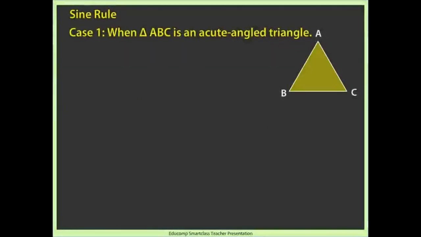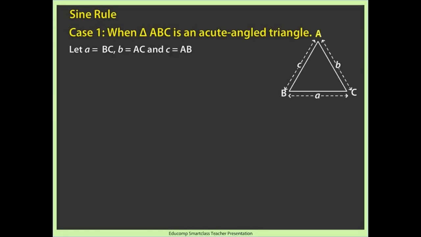Case 1. When triangle ABC is an acute angle triangle, let a is equal to BC, b is equal to AC, and c is equal to AB. From the vertex A, draw a perpendicular AD to BC. In the triangle ABD, AD over AB is equal to sine B. Since AB is equal to c, thus we have AD is equal to c sine B. Let this be equation 1.